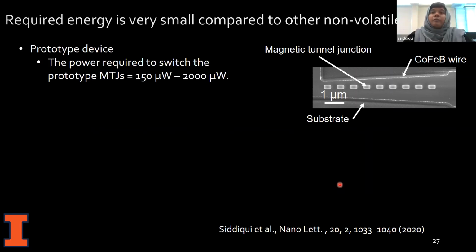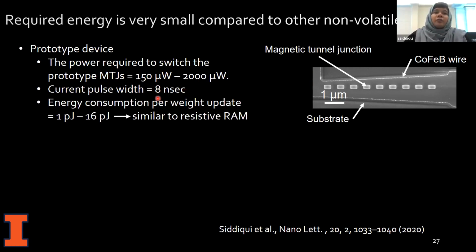For a prototype device, which is micron-sized, the power required to switch, based on where the magnetic tunnel junction is positioned, is about 150 microwatt to about 2 milliwatt. And for this calculation, we used only an 8 nanosecond pulse width. So the amount of energy consumption for doing this kind of synaptic weight update is less than 20 picojoule. This is similar to one of the best other non-volatile memories, which is resistive RAM. But the resistive RAM is a very scaled device, so it's not fair to compare it with our micron-sized prototype device.